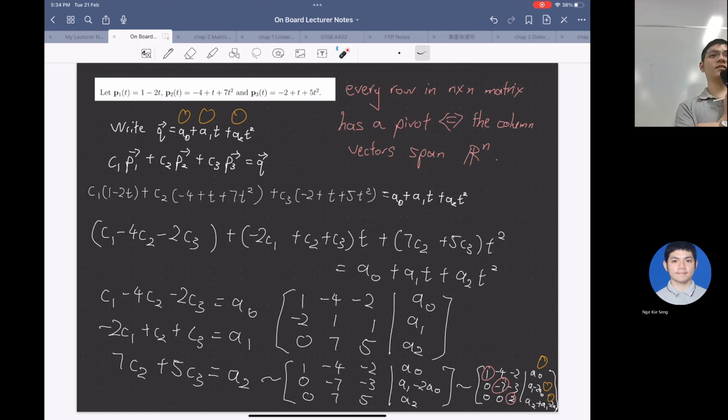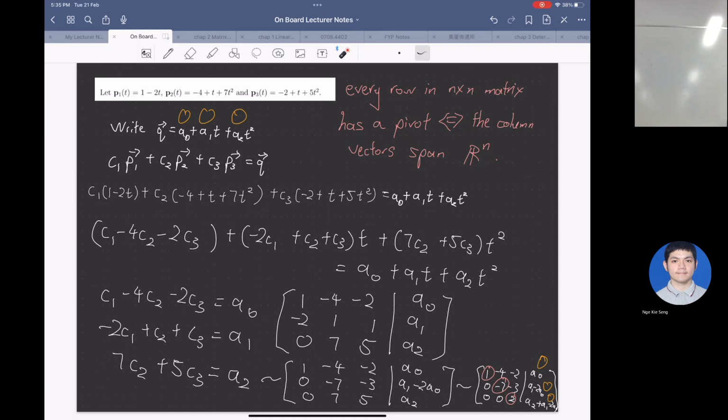Okay. Yeah. So really, only one question. You just need to row reduce the matrix. Don't care what happens here. Don't need to care what happens here. Just reduce the matrix and then check whether every row has a pivot column or not. Every column has a pivot or not. Okay.